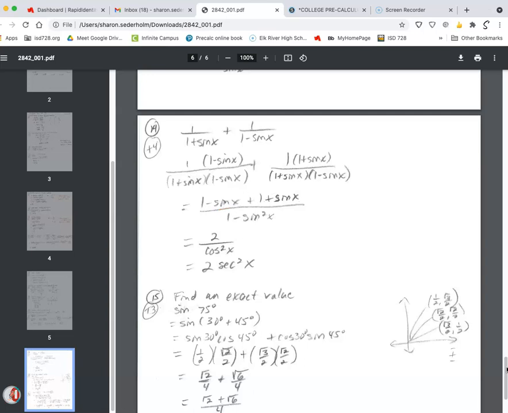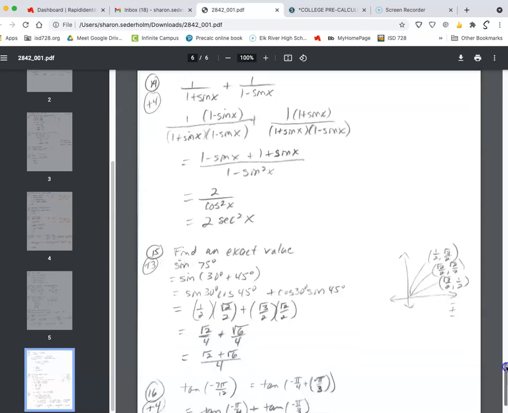So you have 2 over 1 minus the sine squared of x, and hopefully your brain said, oh, that's cosine squared x, because that's from a Pythagorean identity. And then having the cosine squared x in the denominator means we're talking about secant squared. So 2 secant squared x.